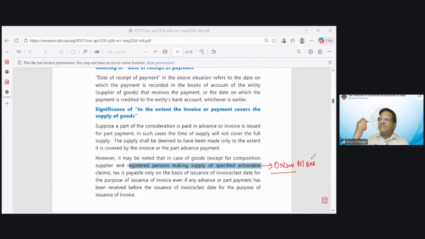Yes sir. And now I am receiving the advance from you. It will be taxable. We all know that actionable claim is goods, right? Yes sir. And because it is goods, this advance is liable to pay GST. Yes sir. Okay. Any doubt?